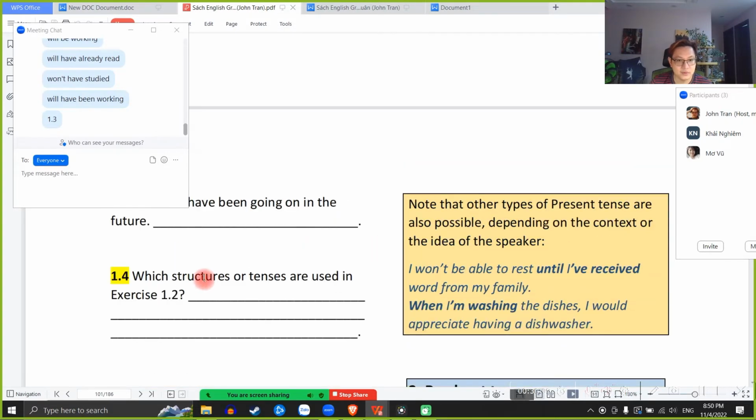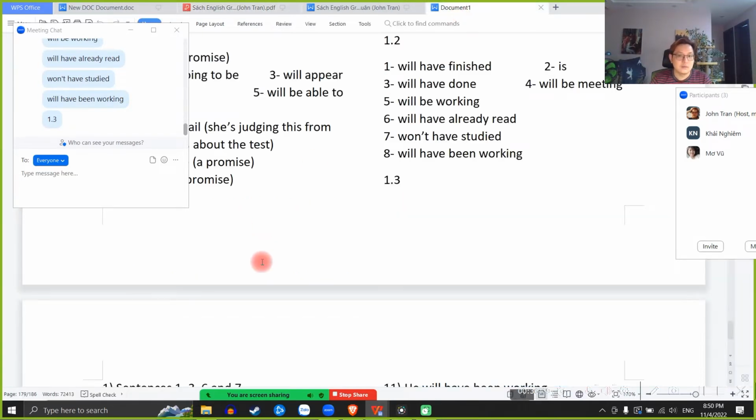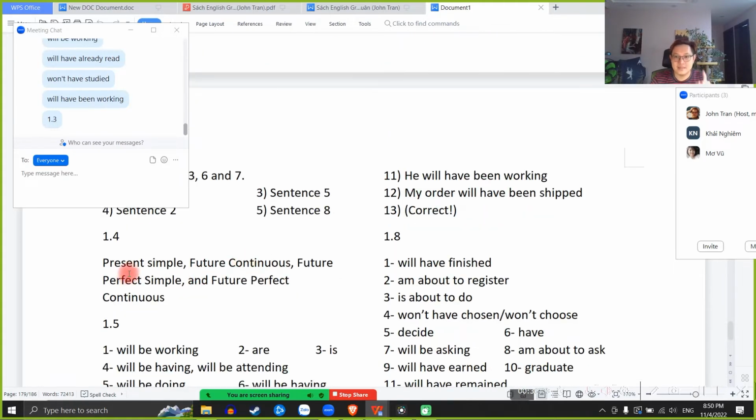Okay, let's do 1.4. Which structure or tenses are used in exercise 1.2? Những câu hoặc là thì nào được sử dụng trong bài 1.2 các bạn? We have present simple, hiện tại đơn nè. Future continuous, tương lai tiếp diễn nè. Future perfect simple, tương lai hoàn thành đơn nè. And future perfect continuous, tương lai hoàn thành tiếp diễn. 4 things.